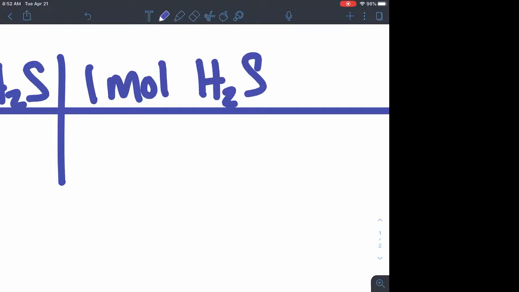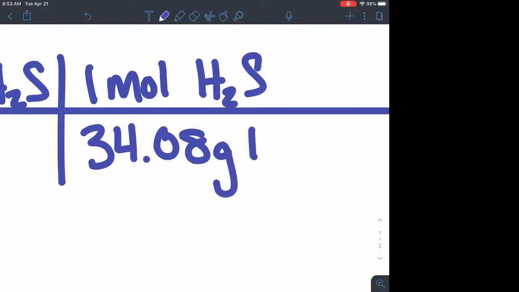We get our molar mass from our periodic table. So that means we have to look at our periodic table, and you should find out that the molar mass is 34.08 grams of H2S. That's equal to 1 mole.